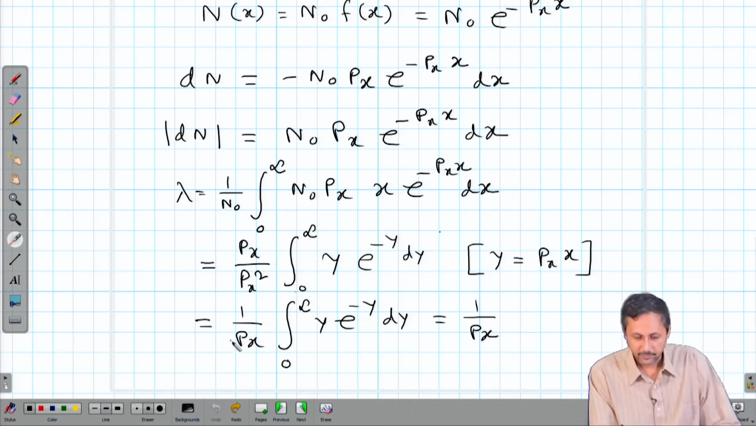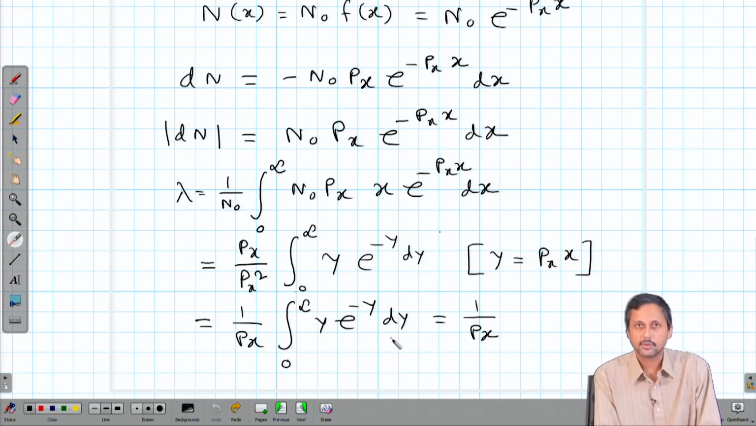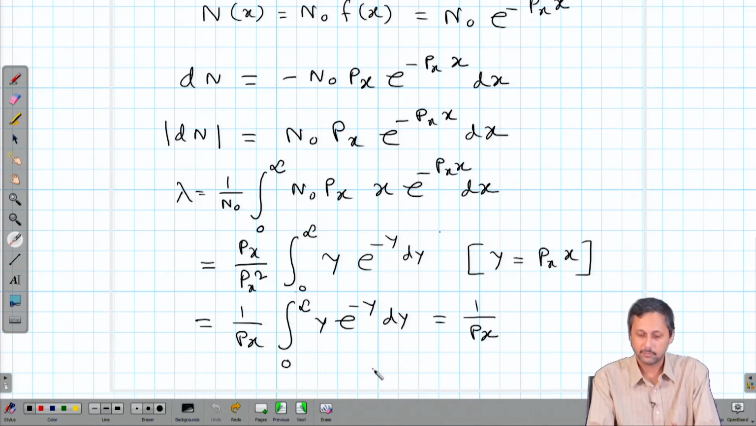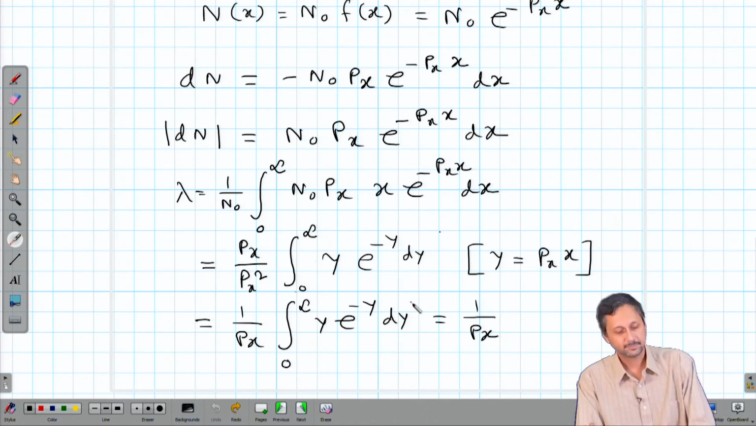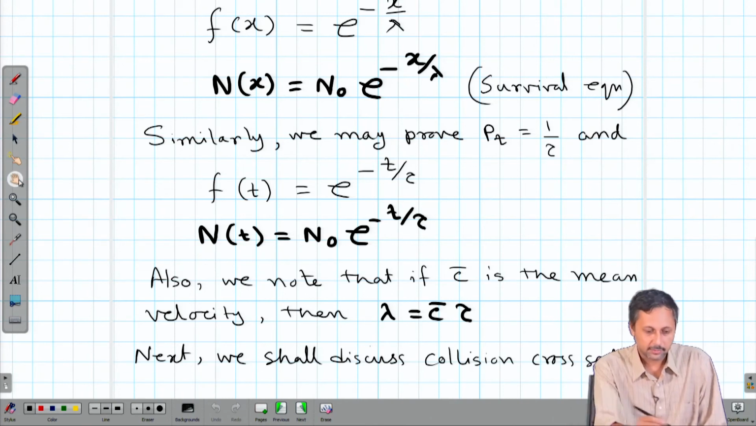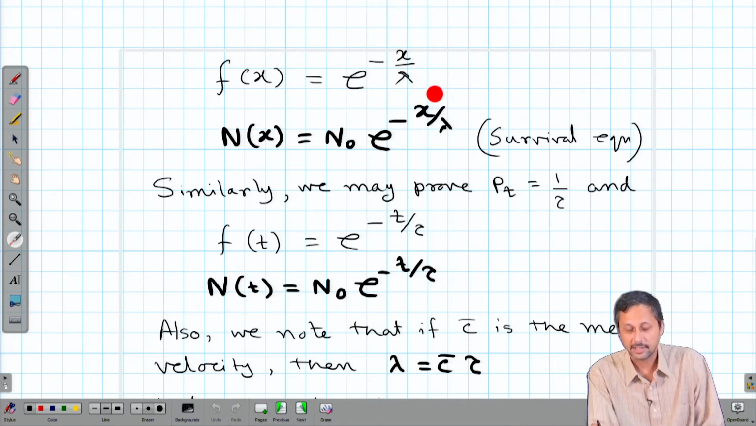So, lambda is equal to 1 over p_x, integration 0 to infinity y e to the power minus y dy. This is a standard integral, you can find out this integral and it will give you 1. So, lambda is equal to 1 over p_x. If you compute this integral, you will see that it will give you 1 only, right. So, finally, we get the full expression for f(x), which is f(x) is equal to e to the power minus x by lambda.